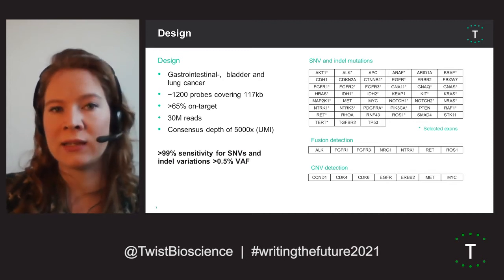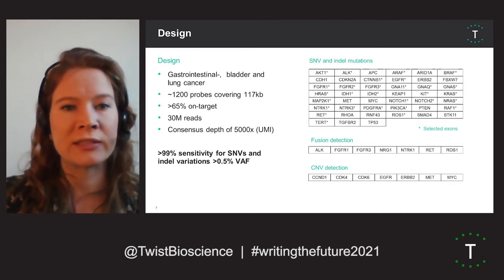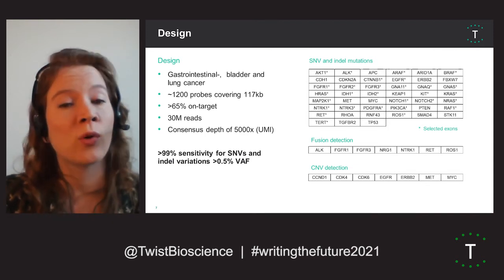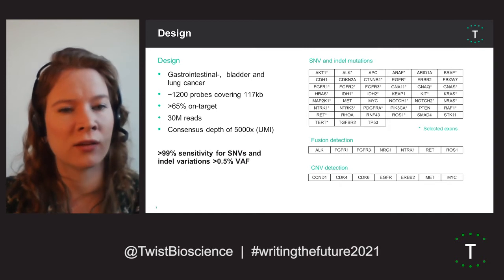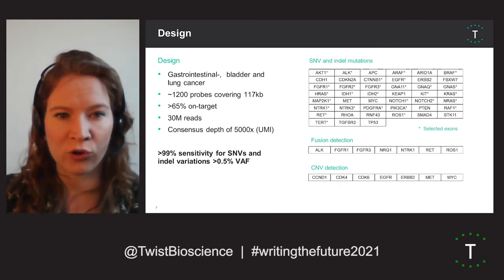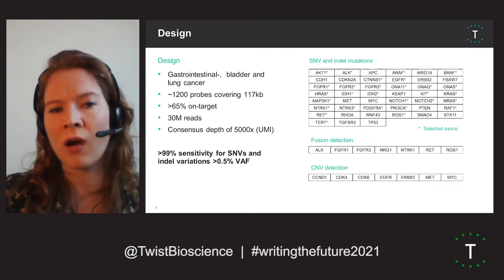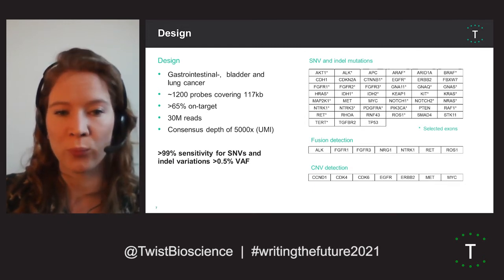In the table you can see the design of the assay. So there are different genes of interest selected, for some of them only specific hotspot or exonic regions. We added probes for fusion detection, and we added different regions for copy number variation detection as well.